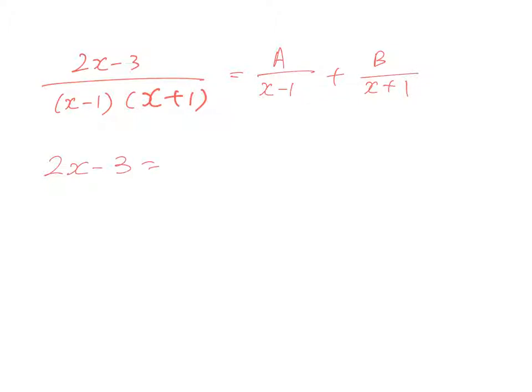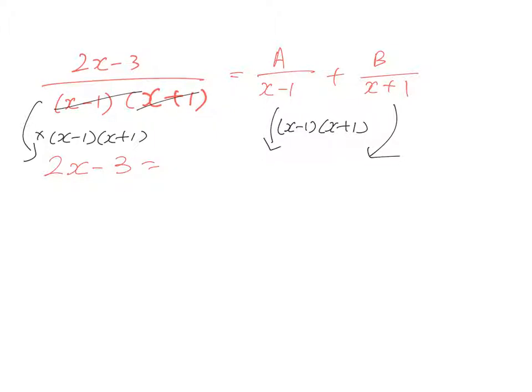What I'm going to do is multiply everybody by (x − 1)(x + 1), the whole village. This one cancels off, and I get A(x + 1). This one cancels off, and I get B(x − 1). From here, just substitute x = 1 to find A, and substitute x = −1 to find B.